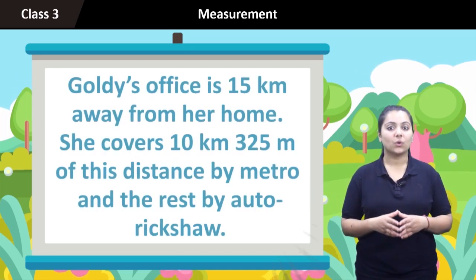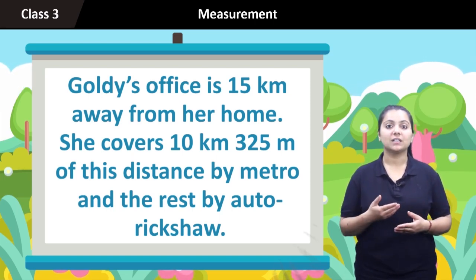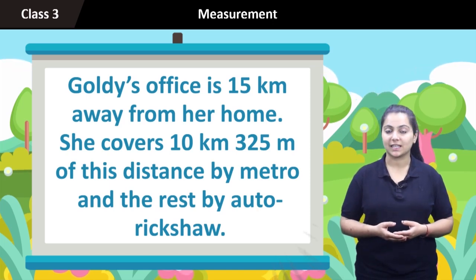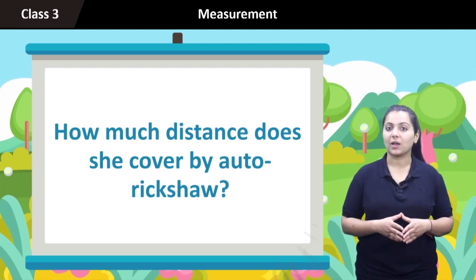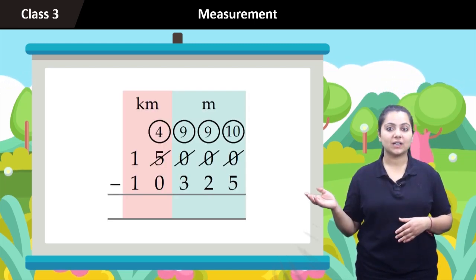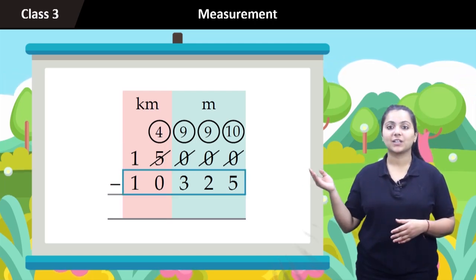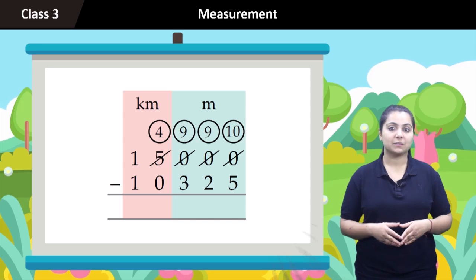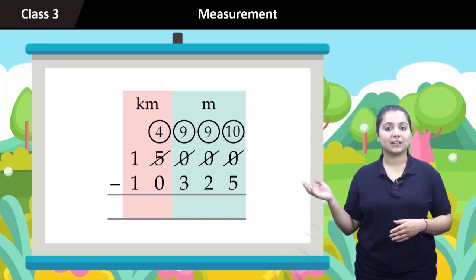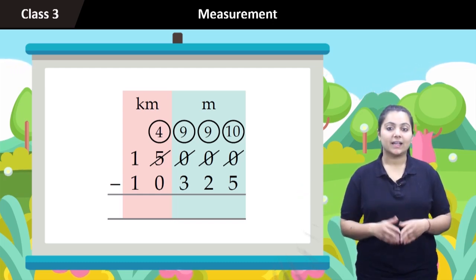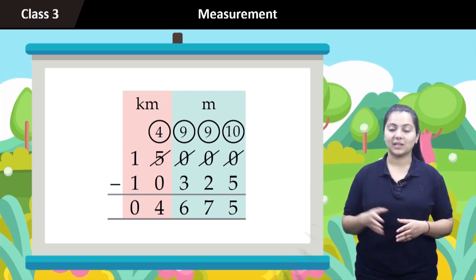Example 3. Goldie's office is 15 km away from her home. She covers 10 km 325 meter of this distance by metro and the rest by auto rickshaw. How much distance does she cover by auto rickshaw? Total distance to be covered 15 km. Distance covered by metro 10 km 325 meter. Distance covered by auto rickshaw is 15 km minus 10 km 325 meters. Thus, the distance covered by auto rickshaw is 4 km 675 meter.